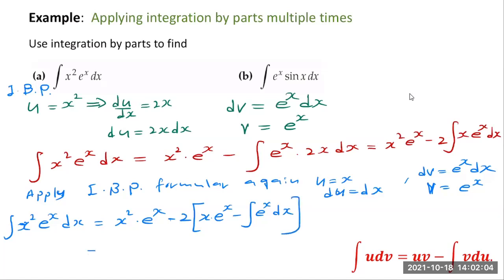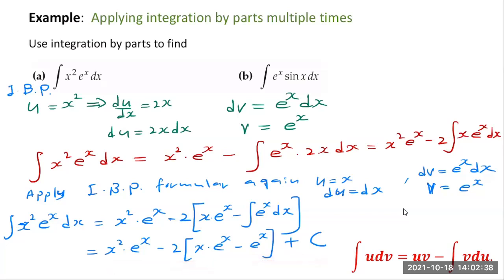Now you can do a final simplification here. x squared e to the power x minus 2 times x times e to the power x minus the integration of e to the power x, which is just e to the power x. Remember, you have to put an integration constant. You can put that constant outside here. Okay, all right. So this is the final answer.